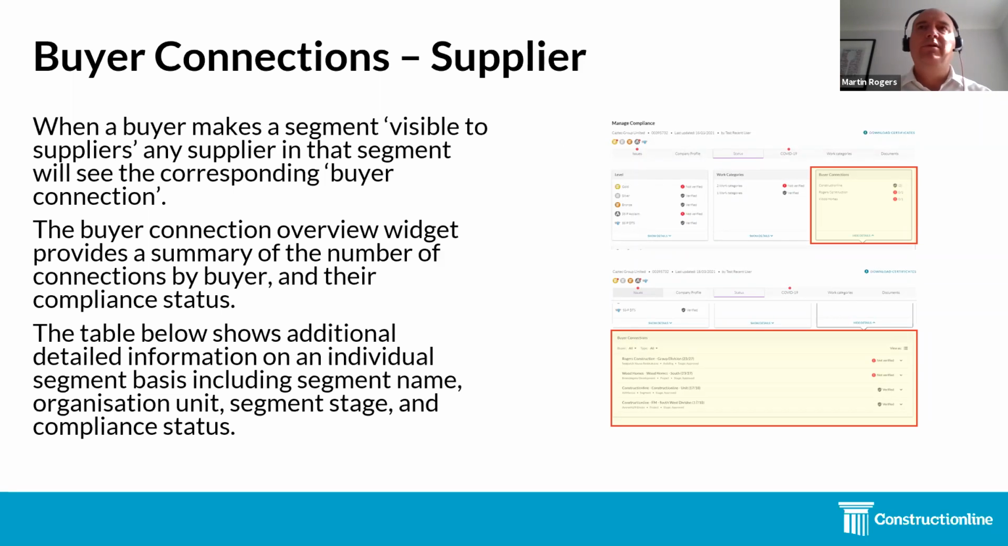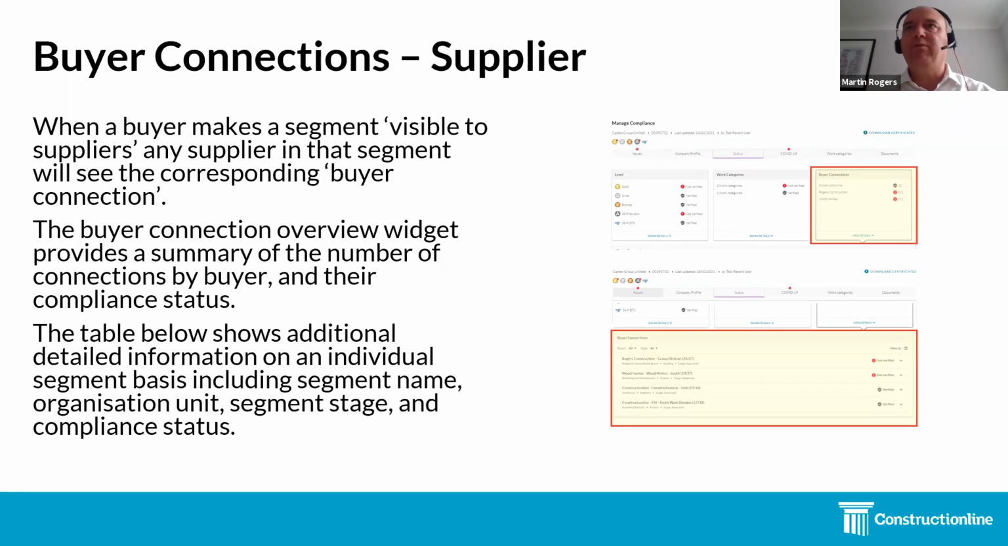So it is possible that this supplier, Castech Group Limited, could be on many other segments, but they're not visible to them because they haven't been made visible to them. So Castech Group will only get to see buyer connections where the segment has the visible to suppliers flag ticked or checked.